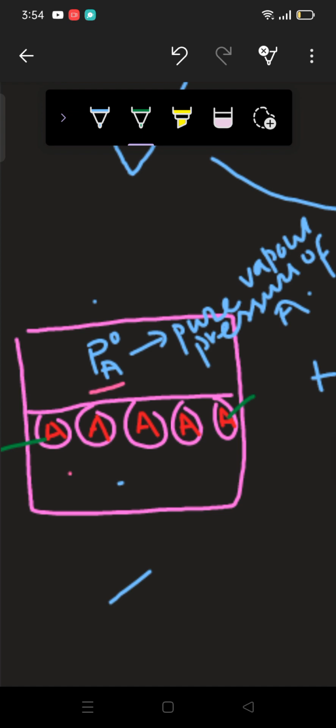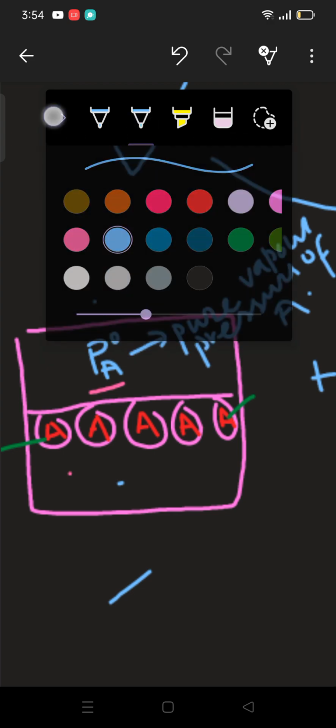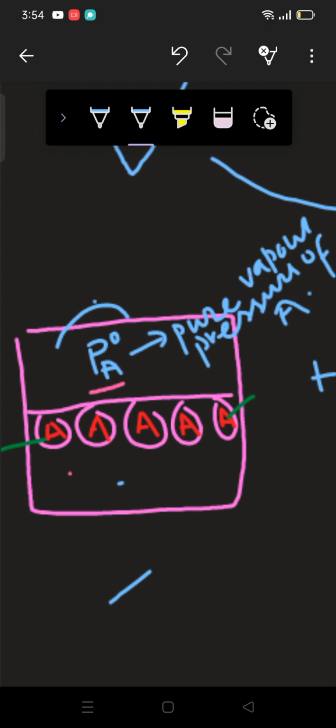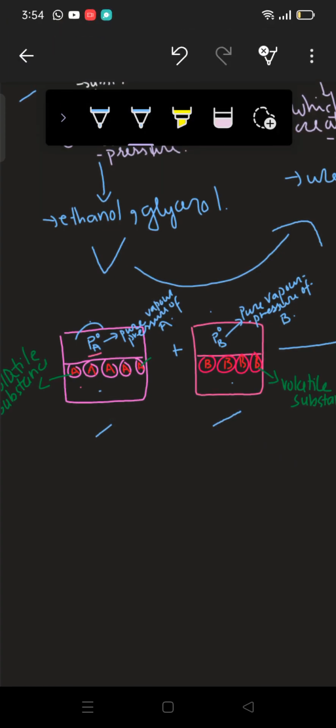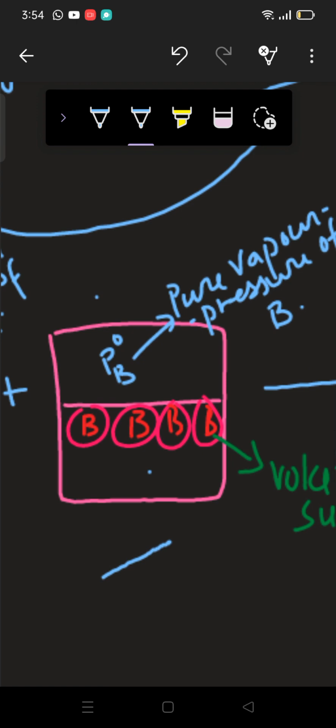Since nothing is mixed with it yet, we are going to mix it with B, but initially it is not mixed with anything. Only A particles, A substance, is there in this beaker. That's why it has only the vapor pressure of A, and this we have named pure vapor pressure, right? P naught of A represents the pure vapor pressure of A. We are going to mix it with container B. We have not mixed it with B yet, but we are going to.